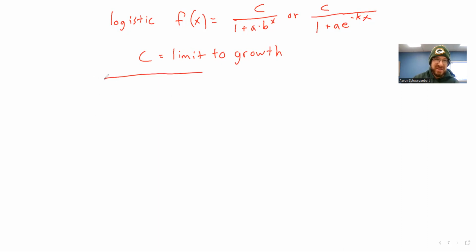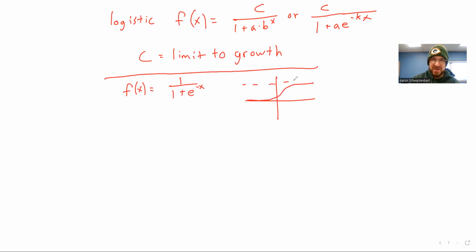Our basic logistic, and we're going to analyze this, is 1 over 1 plus e to the negative x. Its graph looks like this, with this upper asymptote at 1, and its lower asymptote at 0. So domain, again, is all reals. Range, however, is only 0 to 1.